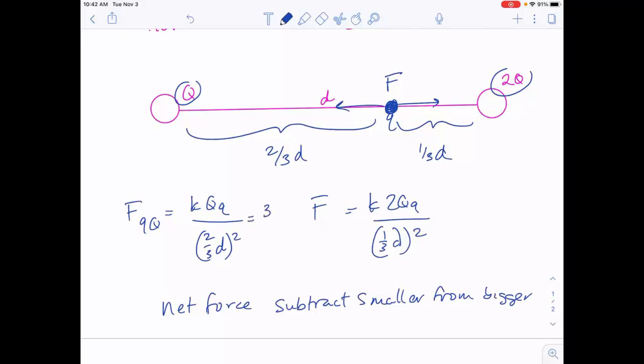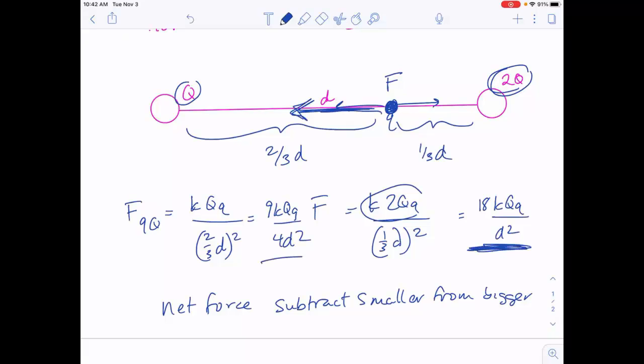I'm making this up in real time, which maybe wasn't my wisest move, but if I were going to simplify this, this would be 9kq over 4d squared, and this would be 18kq over d squared. So this one from the 2Q would be bigger. So I would take the 18 one minus the 9/4 one.